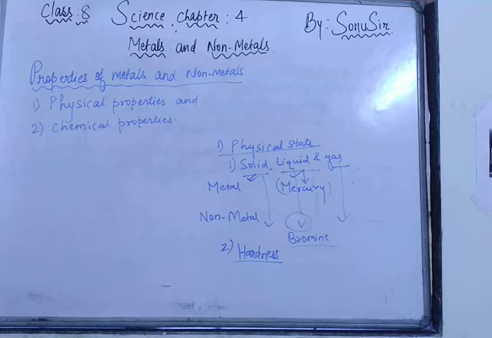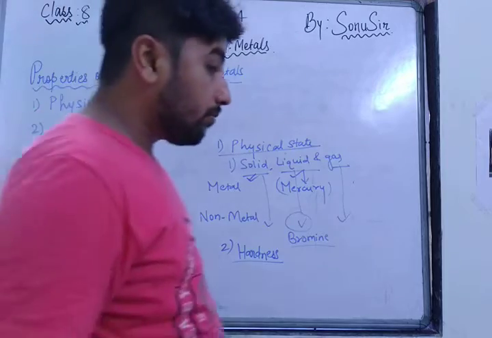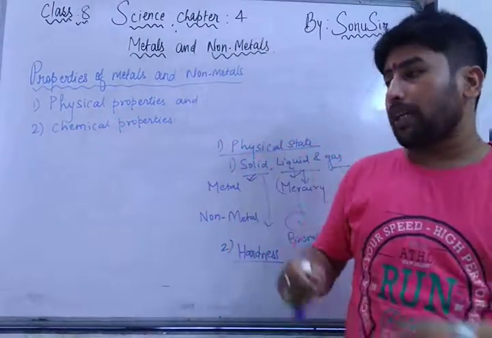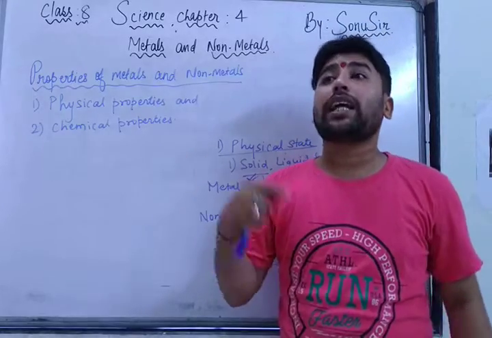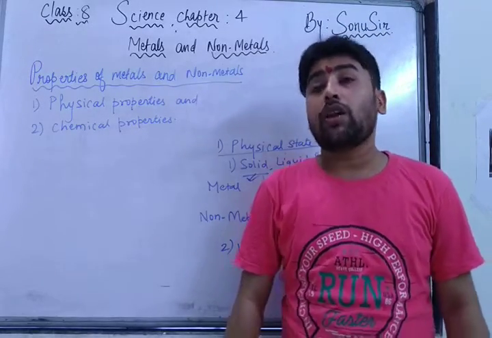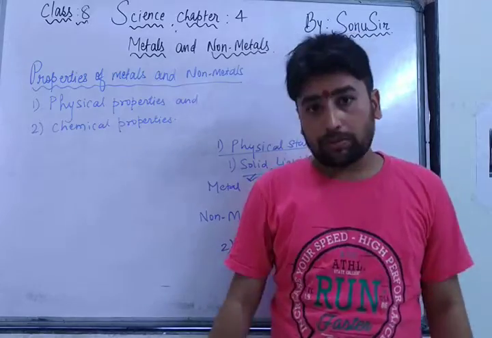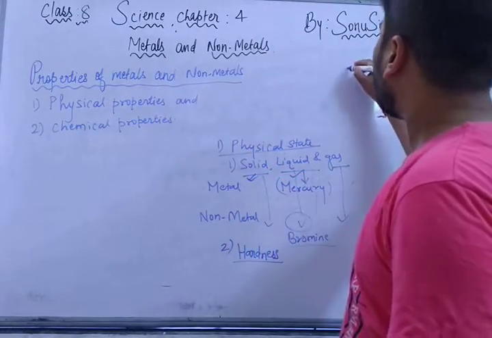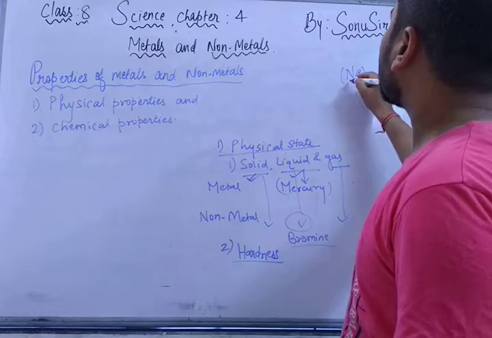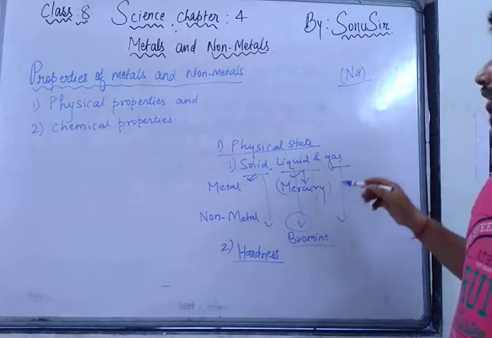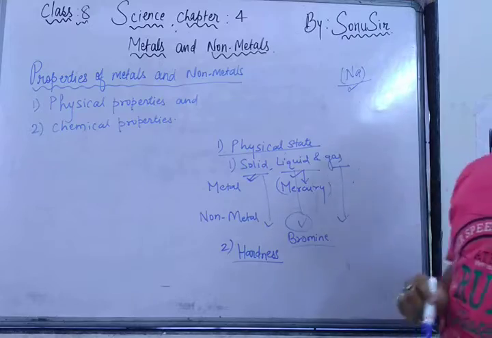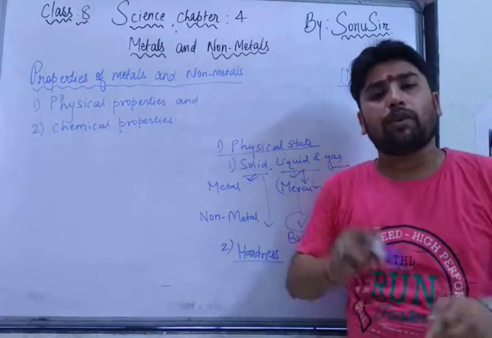But some of the metals can be cut under pressure. If we talk about sodium, lithium, sodium metal can be cut with the help of a knife. Have you ever seen sodium? Sodium is kept in kerosene oil. It is very reactive. Sodium is a metal whose element symbol is Na. Its Latin name is natrium. What is its Latin name? Natrium. And this sodium can be cut with the help of a knife.